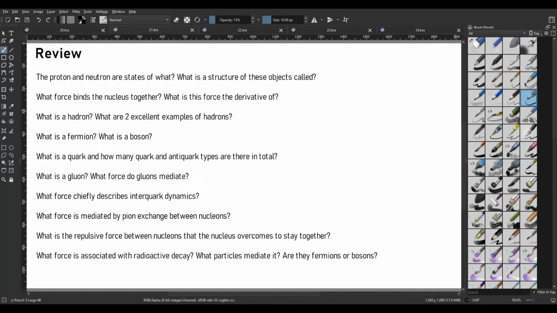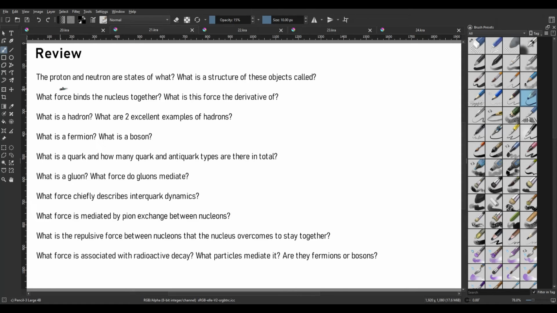Alright, so now we're going to be reviewing just some vocabulary to make sure we understand nuclear structure and subnuclear structure. We've got some questions, and we're just going to write out the answer below them or to the side of them. So the first one asks, the proton and neutron are states of what? So protons and neutrons are states of the nucleon.